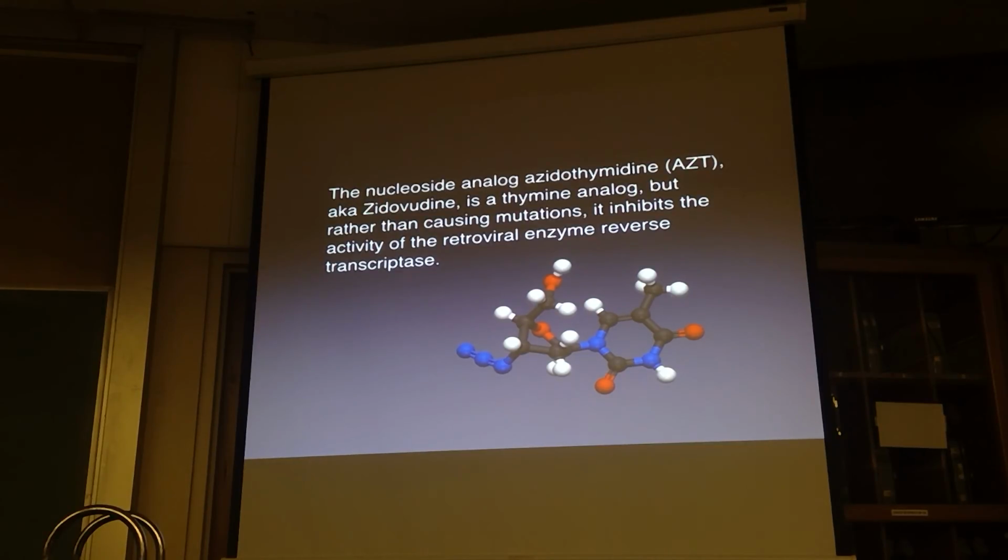There's other types of analogs. So this is a nucleoside analog called azithromycin or zidovudine. This is an anti-AIDS drug, and it actually has a specific function in that it inhibits the enzyme reverse transcriptase, which is what allows retroviruses to reverse transcribe RNA into DNA.